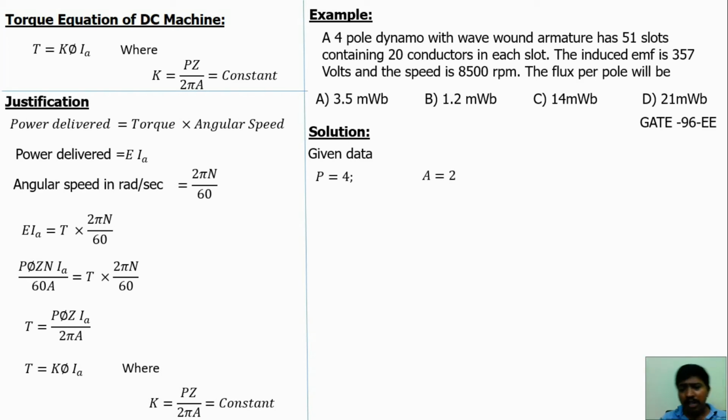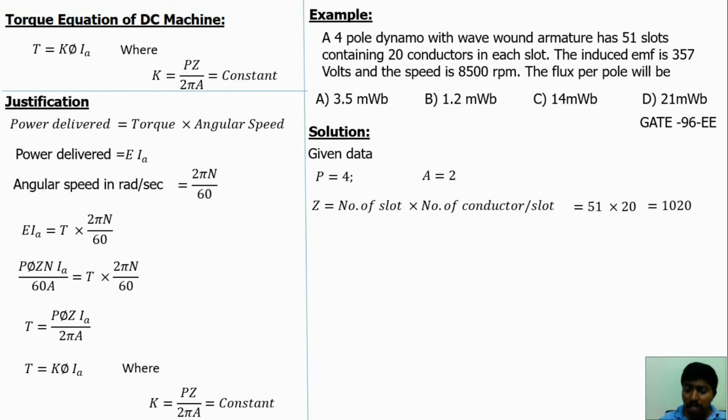Then the armature has 51 slots, each slot has 20 conductors. Then what will be the value of the total number of conductors Z? It is equal to the total number of slots into the number of conductors in each slot. For example, if the number of slots is 3 and each slot has 2 conductors, then the total is 3 into 2, 6. Similarly, here the number of slots is 51, the number of conductors per slot is 20, so we will get the number of conductors as 1020.